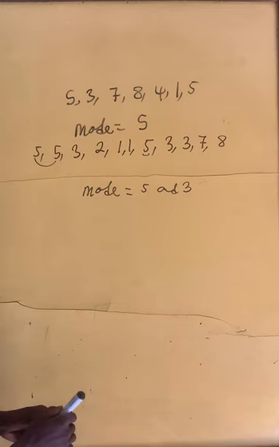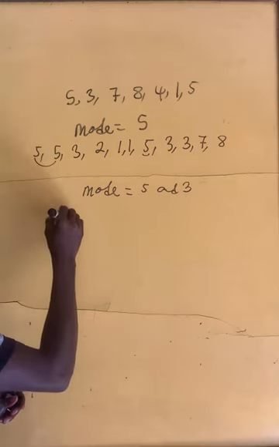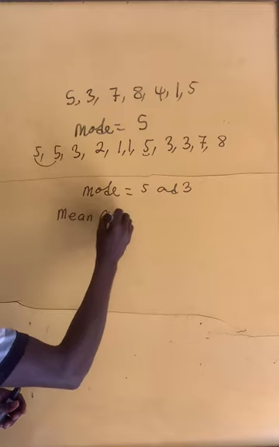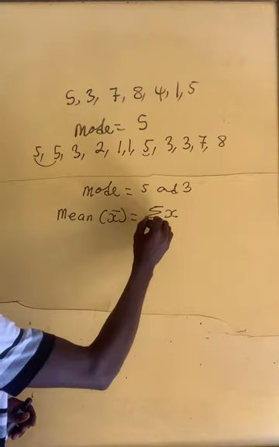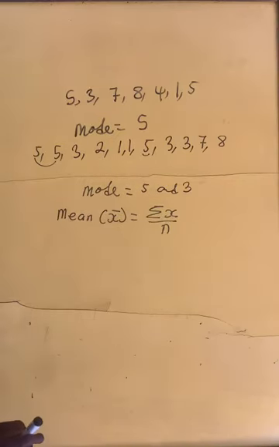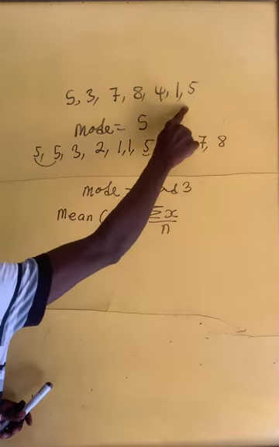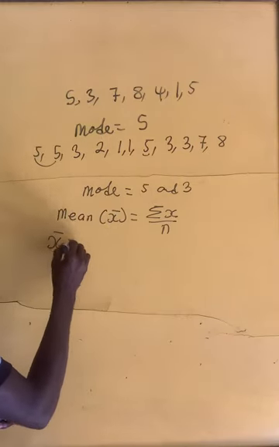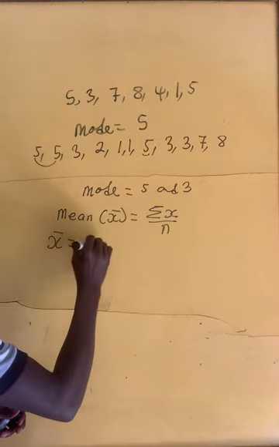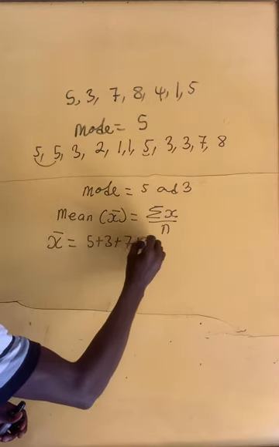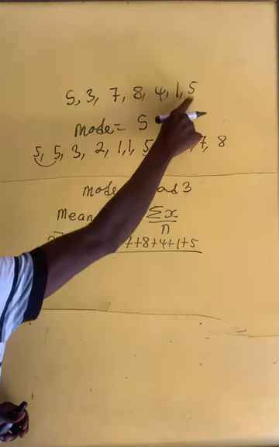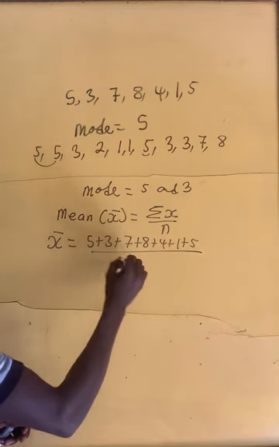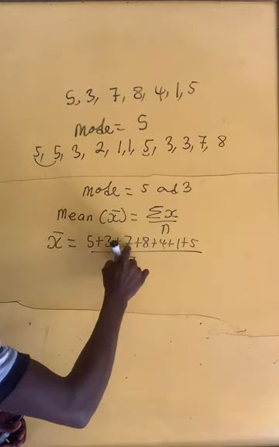Now, we are going to calculate the mean. So the simple mean, x bar, is calculated by the summation of the points divided by the number of points. So here, let us use the first one. The simple mean for the first one is, we sum these: 5 plus 3 plus 7 plus 8 plus 4 plus 1 plus 5, all divided by 1, 2, 3, 4, 5, 6, 7.